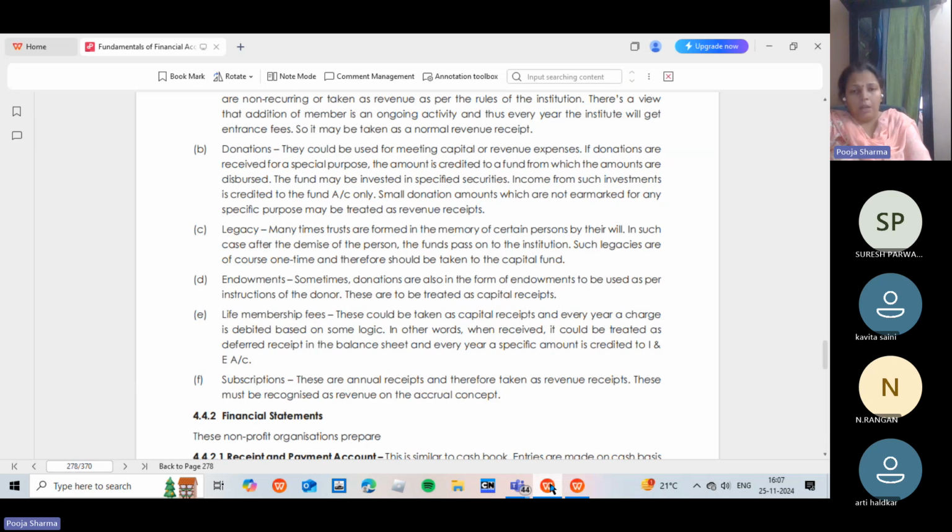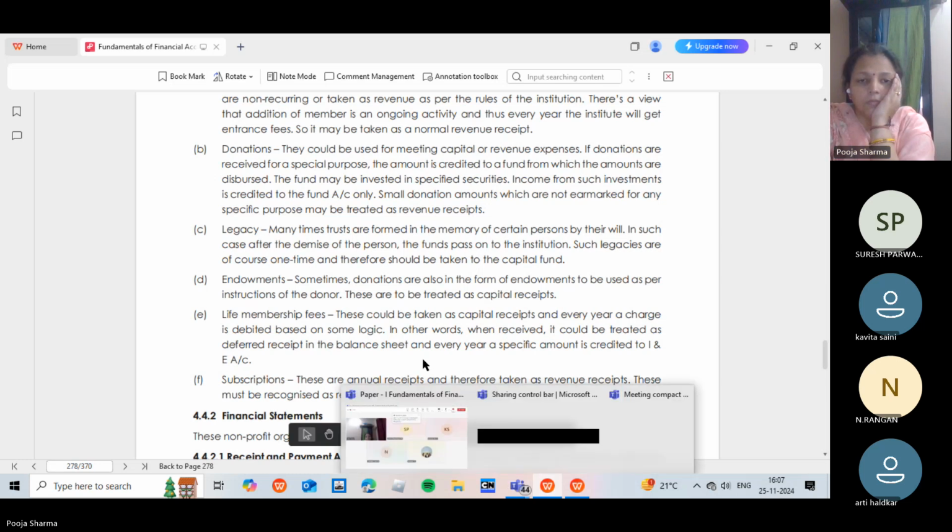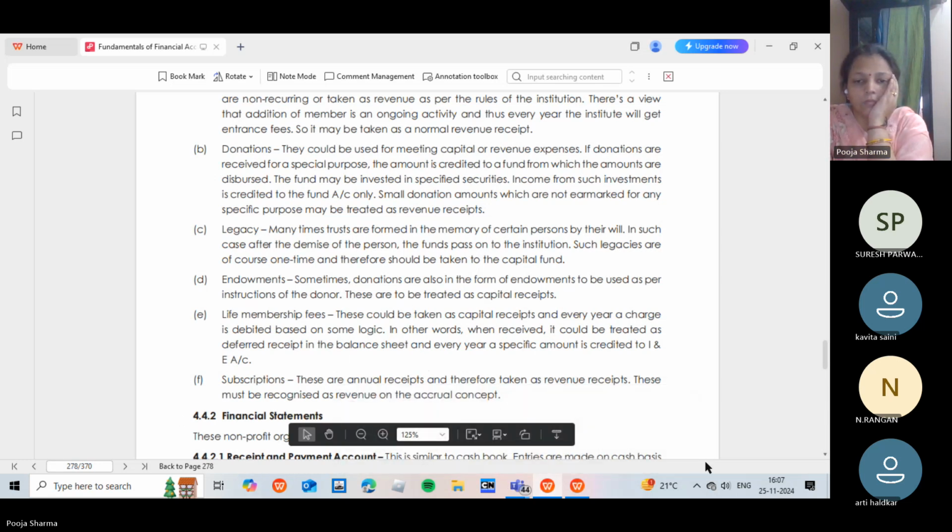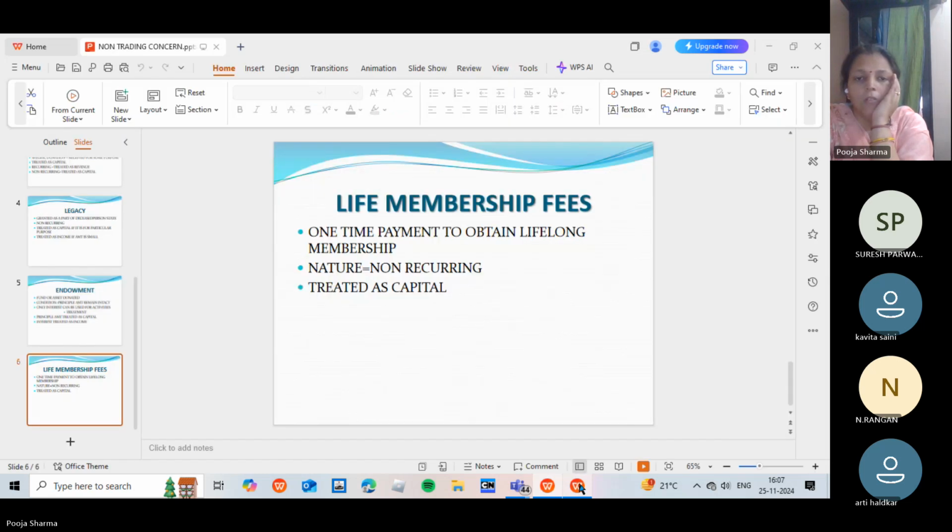Okay, it means it should be capitalized. It is of non-recurring nature. We have a one-time payment; we are not going to receive it again and again. So it should be capitalized and shown on the liability side under the head capital. Now let's read. Now subscription fund. One-time payment, nature is non-recurring, treated as capital.